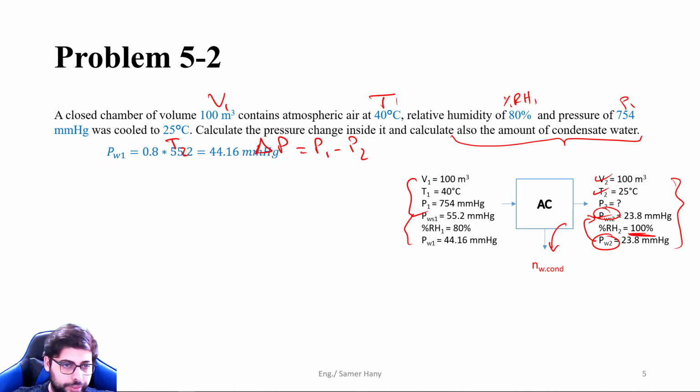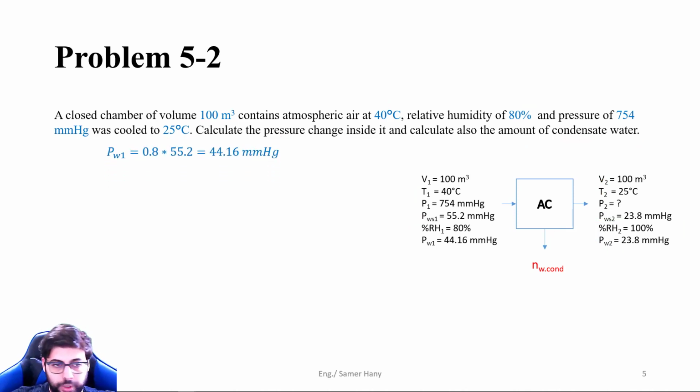All right, let's solve. So the P water 1 is 80% relative humidity times the saturation pressure, which we got from the table. And the P dry gas is just the total pressure minus the partial water pressure. And why do we get the dry gas pressure? As we mentioned before, to use the shortcut relations, we just need to know that the gas has the same amount of moles going in and going out, in the two states.